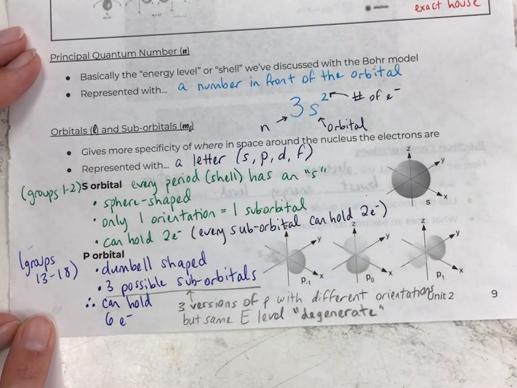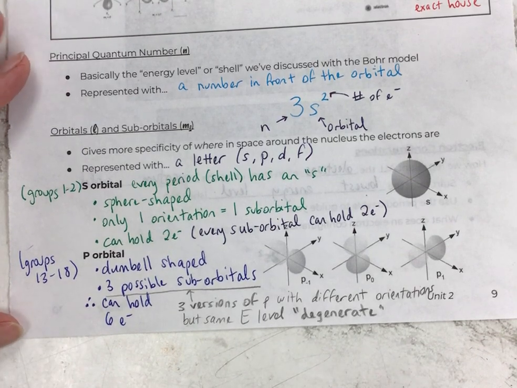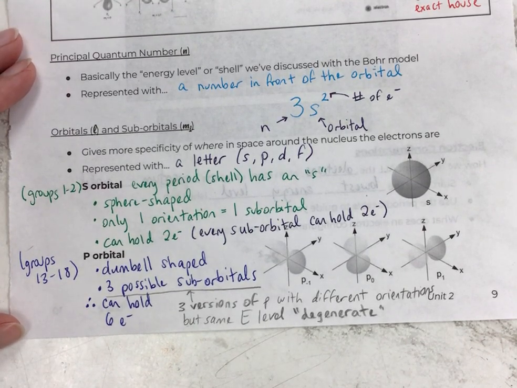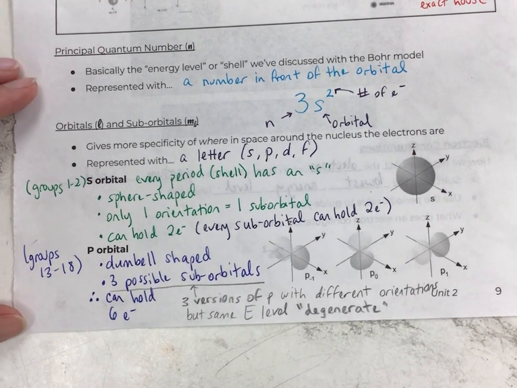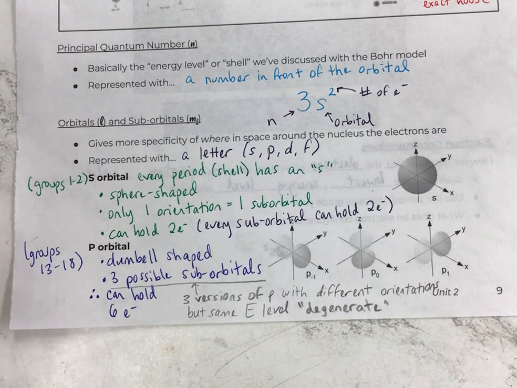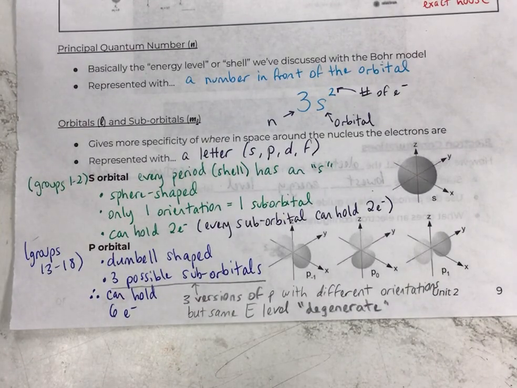My orbitals and suborbitals give me more specifically the where in space around the nucleus these electrons are located, and is represented with a letter: s, p, d, or f. You're going to get real comfortable with s, p, d, and f as we move forward. So my first is an s orbital. Every period or shell has an s. It's always where we start when we move down to the next period on the periodic table.